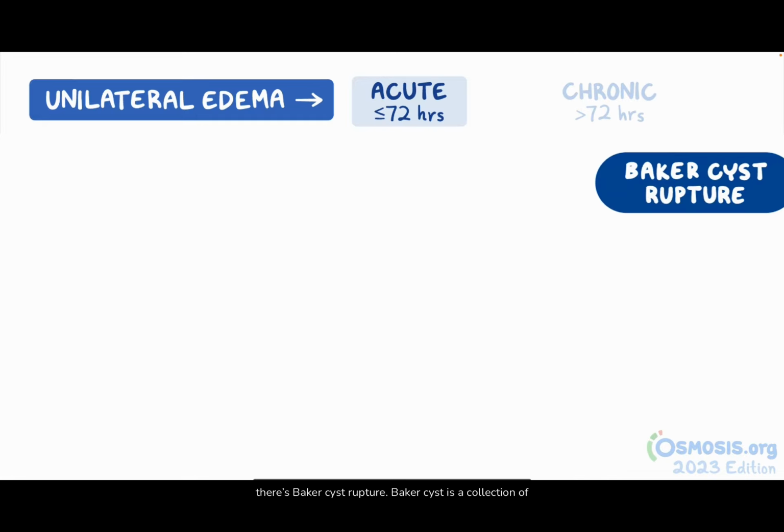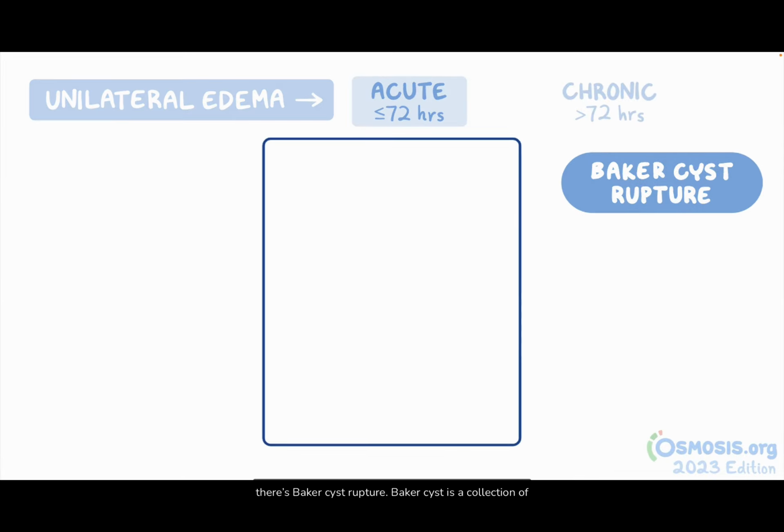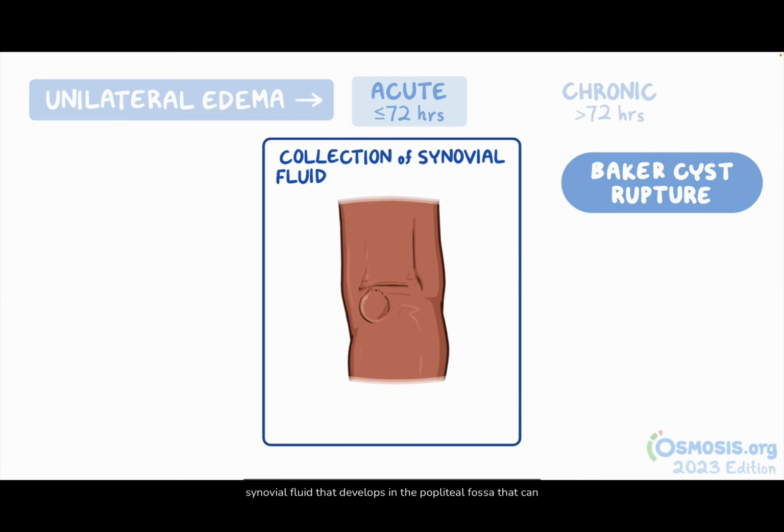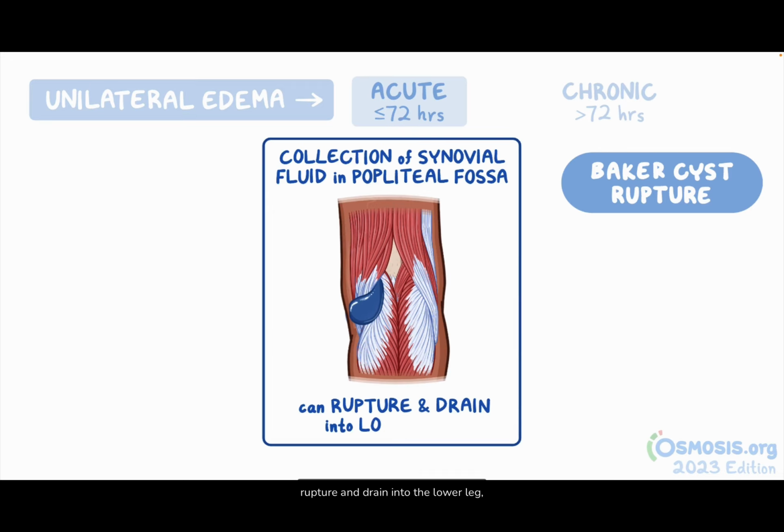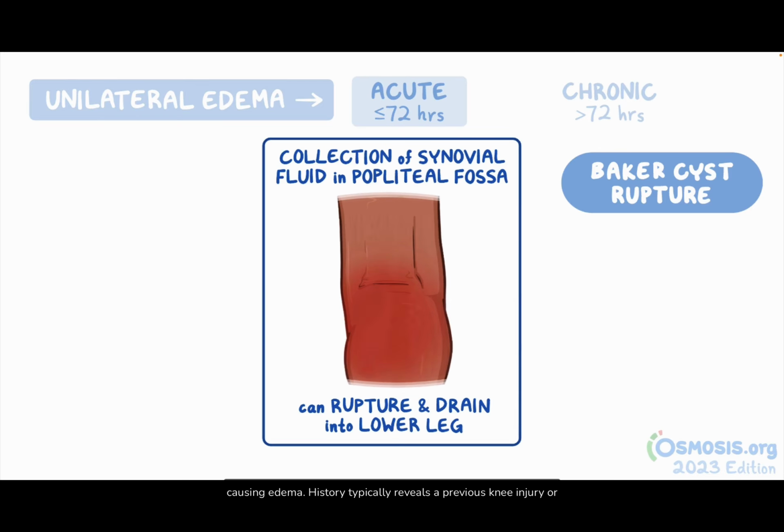Finally, there's Baker cyst rupture. Baker cyst is a collection of synovial fluid that develops in the popliteal fossa that can rupture and drain into the lower leg, causing edema.